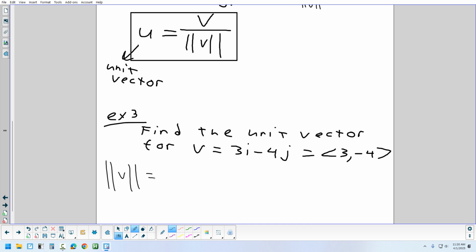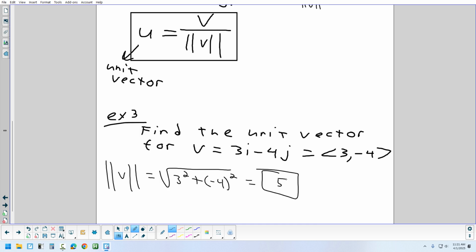Can someone give me the formula to find the magnitude of v? It would be the square root of 3 squared plus -4 squared. The order technically doesn't matter because it's commutative when you add, and the negative is going to cancel when you square it anyway. What's that going to give me as a magnitude for this vector? 5. That gives me 5.